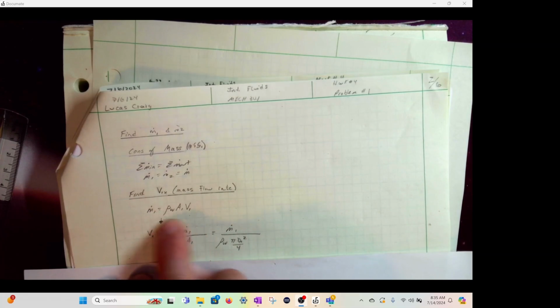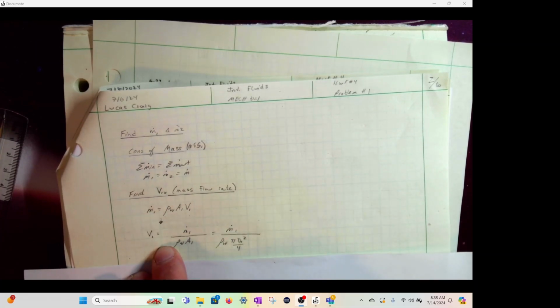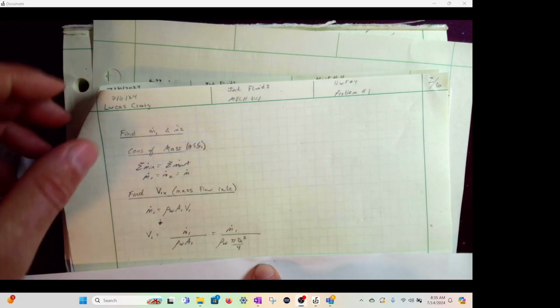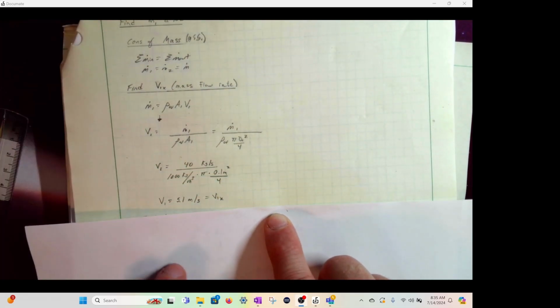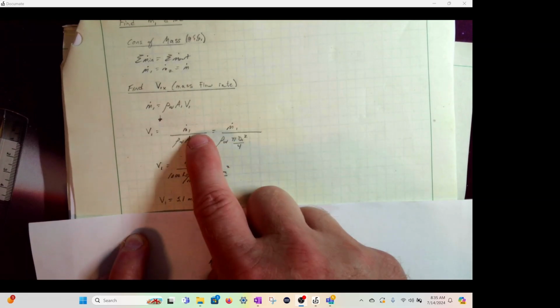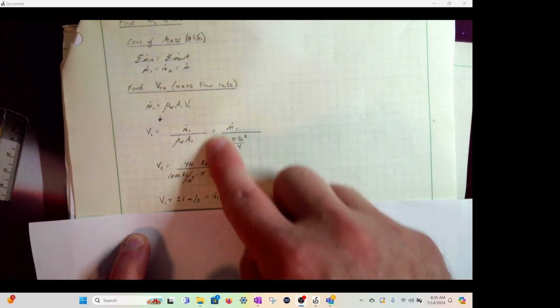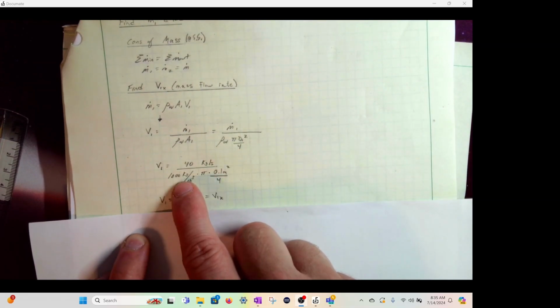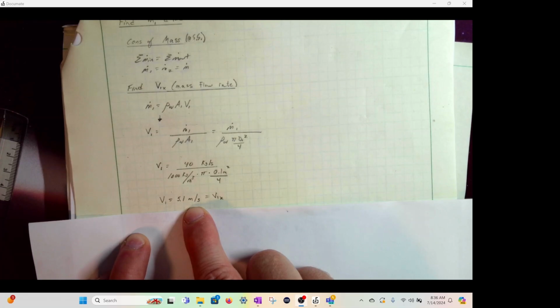Why did I not just give you this equation? Because you should memorize this equation. Mass flow rate is rho AV. So always know the fundamentals first, and then show me that you rearrange it. Okay? Again, I'm going down the page. I have everything in the givens from these equations, so I can plug numbers with units. I solve for V1, which is 5.1 meters per second squared.